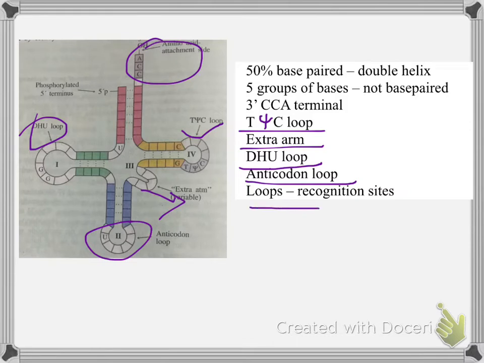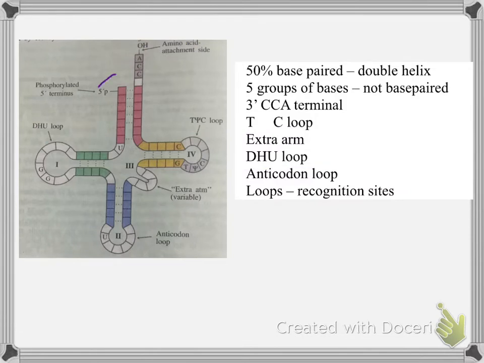The loops act as the recognition sites. So this is the 5' end of the tRNA, and this is the 3' end of the tRNA. The 5' end is phosphorylated. Always there will be a guanine residue, a guanylated residue. So the 5' end is phosphorylated, and this is the 3' end.